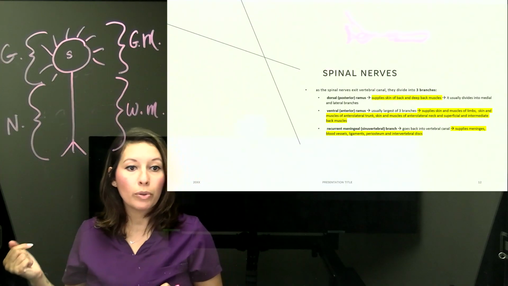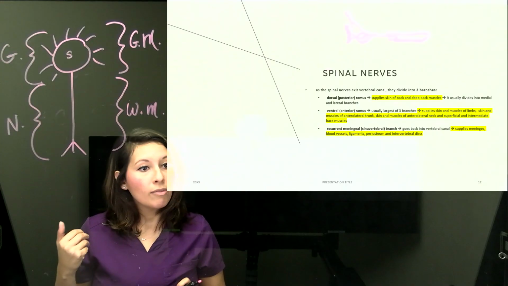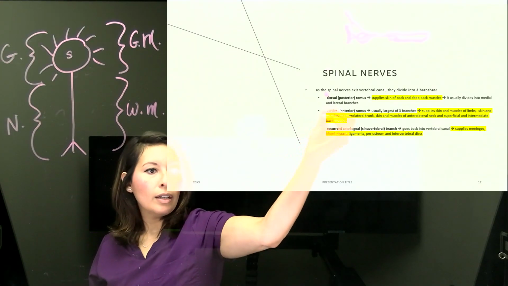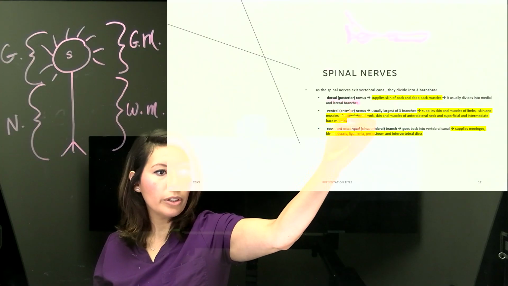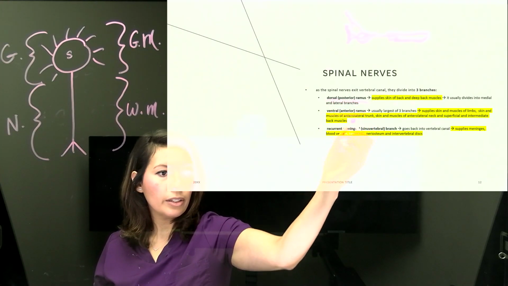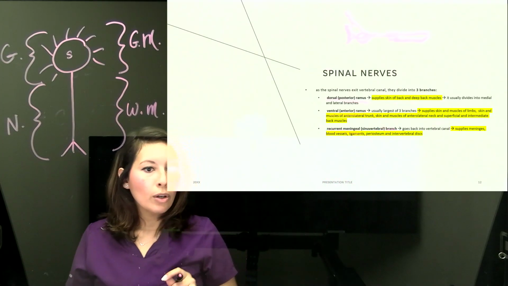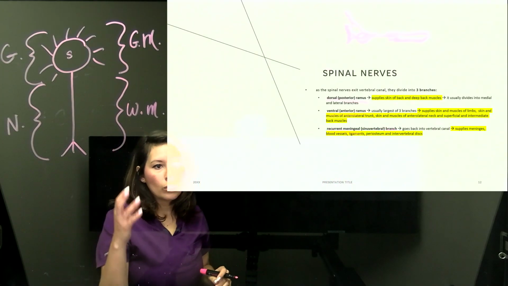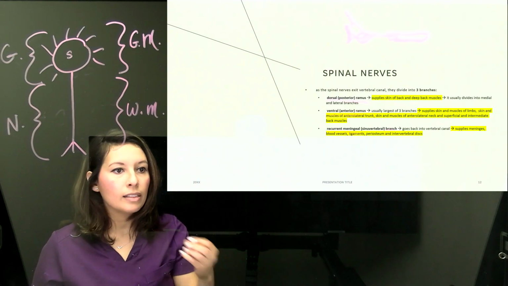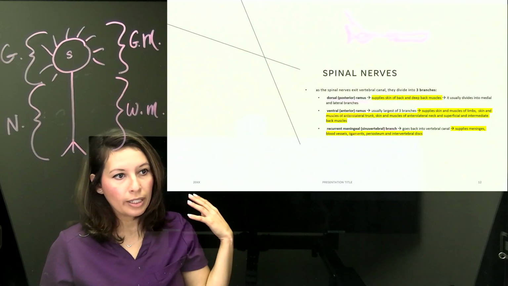So you're going to have motor and sensory axons in there. And so they can be divided into 3 branches typically. We're going to have a dorsal or posterior ramus, a ventral or anterior ramus, and a recurrent meningeal branch. What is this particularly? So the dorsal ramus, it's the part that supplies the skin of the back and the deep back muscles, right?